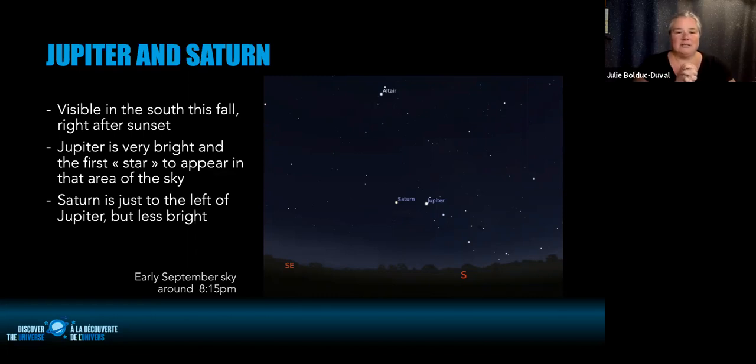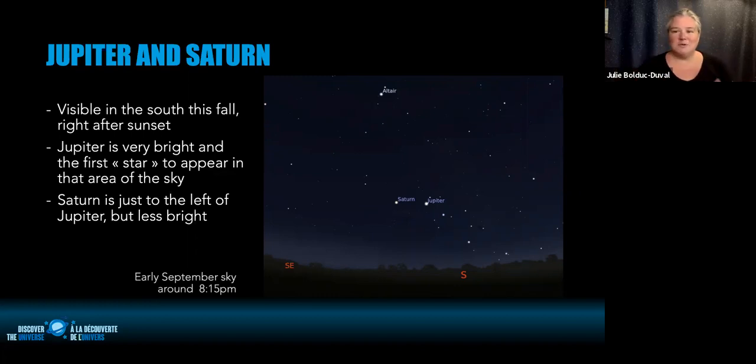Jupiter is very bright, and it will be the first point of light to appear in the southern part of the sky after sunset. It will be visible all fall until later in November. If you look south after sunset, in this early September sky around 8:15 p.m., Jupiter is very bright, and Saturn is bright, but not as bright, to the left of Jupiter. Just looking in that area of the sky, you will see them. You don't need a telescope for this.